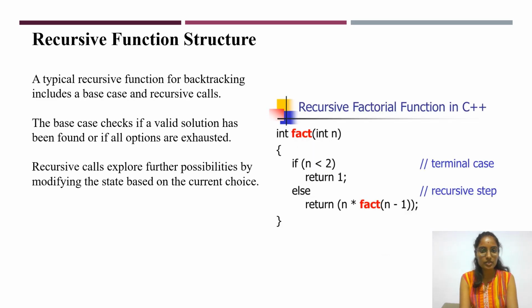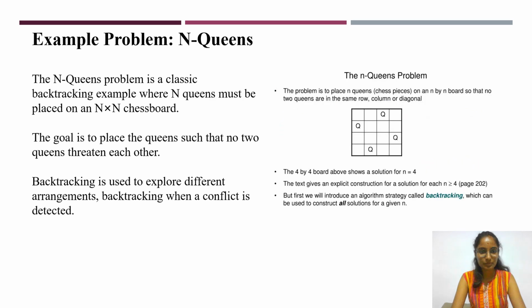Recursive function structure. A typical recursive function for backtracking includes a base case and recursive calls. The base case checks if a valid solution has been found or if all options are exhausted. Recursive calls explore further possibilities by modifying the state based on the current choice.